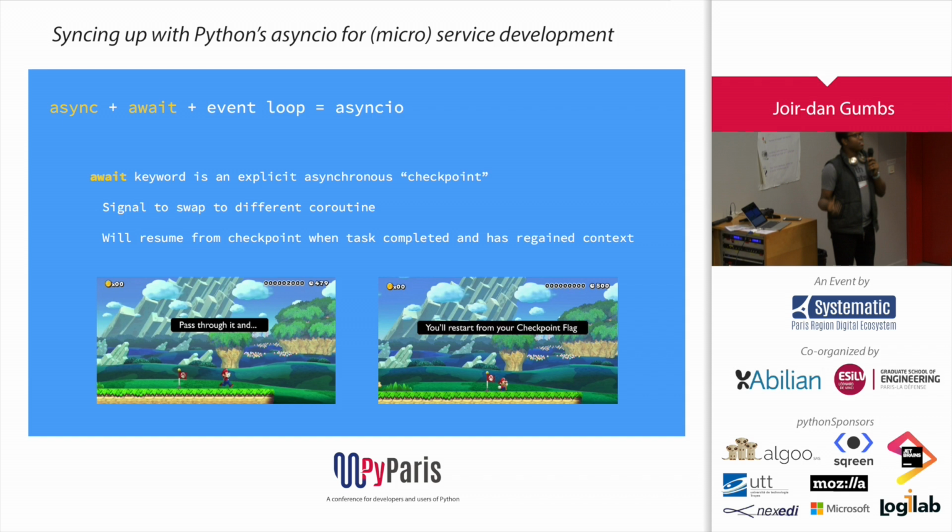It's explicit, it's easy to identify within code, and as we look at some examples, you'll be able to get an idea of what's going on.